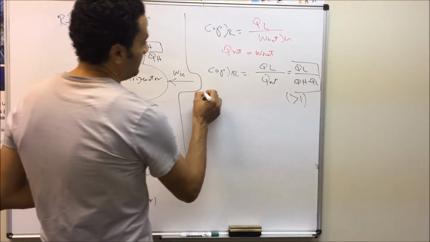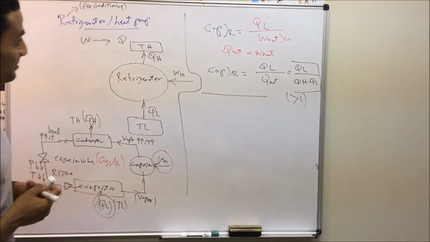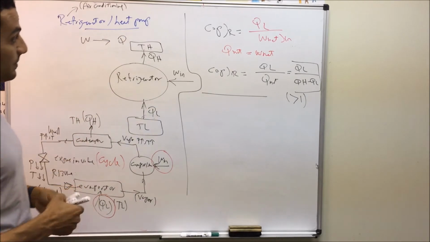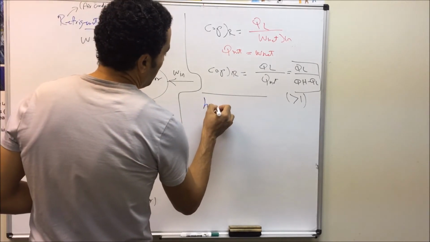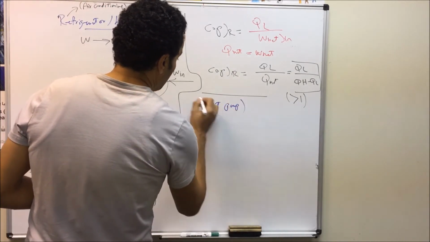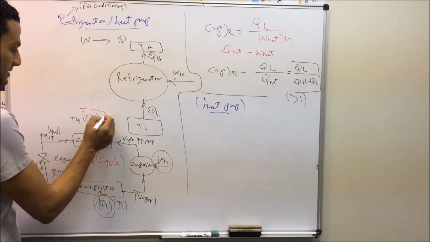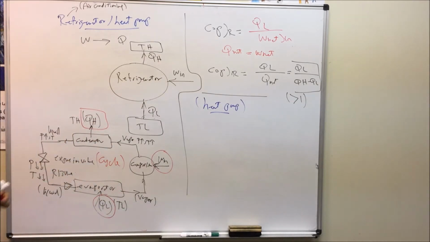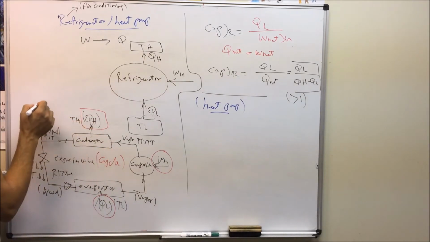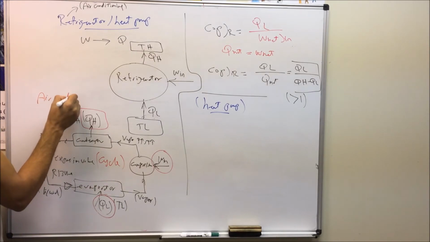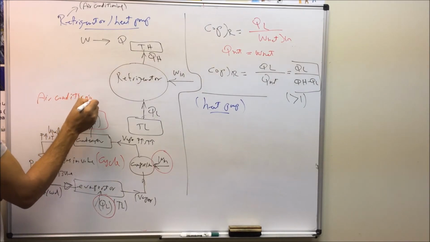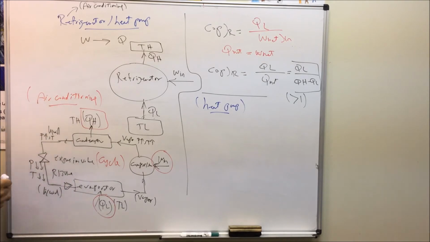This is regarding the refrigerator. In case of heat pump, this item, which is called heat pump, is actually the same as the refrigeration cycle. It is exactly the same cycle, but what we need from this cycle is not Q low, we actually need Q high. And this refrigeration system is the same as an air conditioning system. So this is the same cycle as the air conditioning system.